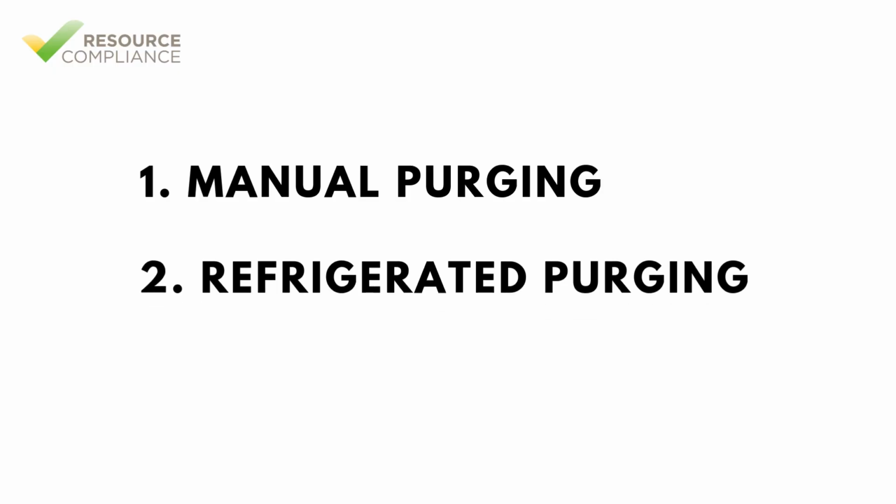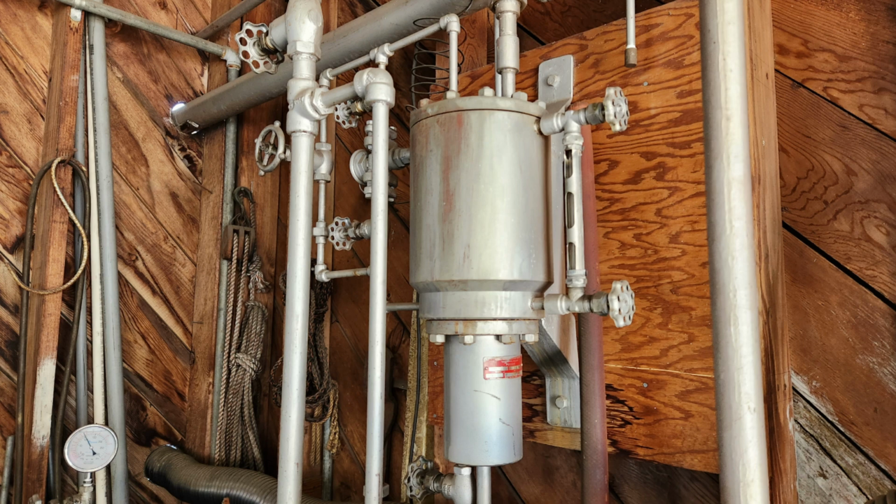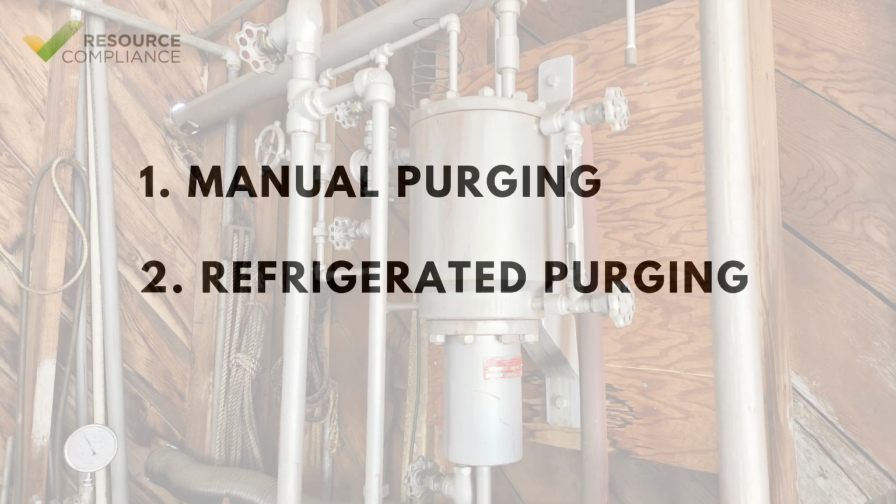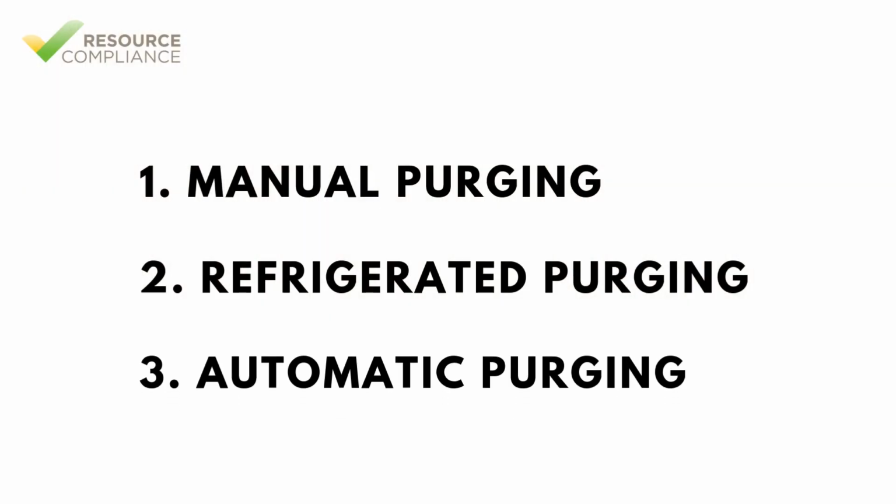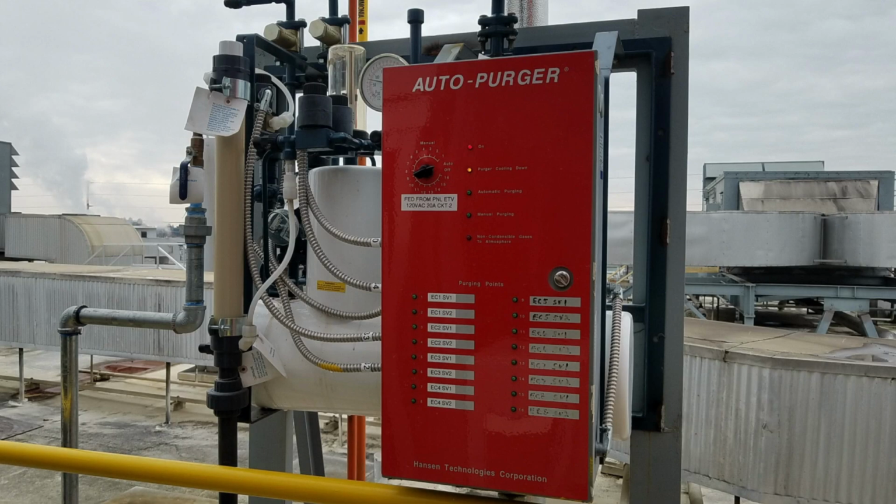Refrigerated purging improves on manual purging by cooling a small sample of the refrigerant gas mixture, often called foul gas, so that the refrigerant can be condensed and reclaimed, while the non-condensable gases, which do not condense, are separated and vented safely from the system. Automatic purging refers to the continuous or periodic removal of non-condensable gases from the system using an automated purger device. Unlike manual purging, an automatic purger operates without constant human intervention.